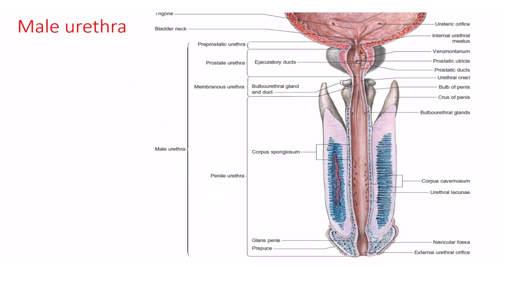So you can observe here, this is the pre-prostatic part, this is the prostatic part, this is the membranous part, this is the spongy part, this is the navicular fossa in the terminal part of the spongy part of the urethra. This is the external urethral orifice and this will be the internal urethral orifice.